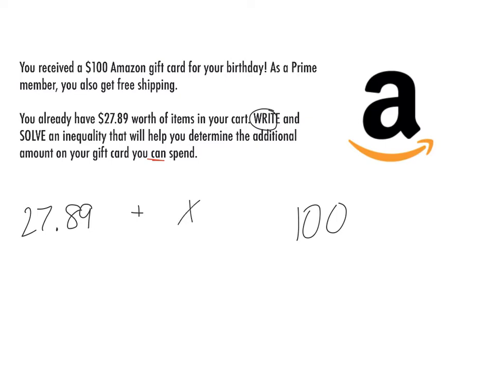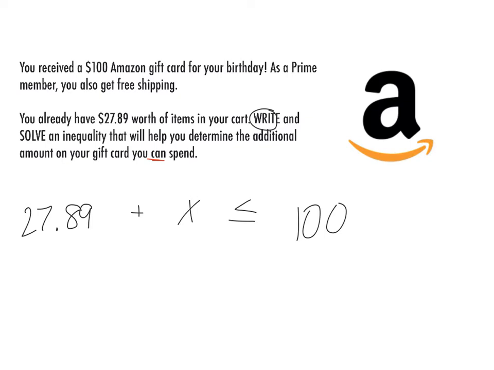A variable, okay? And all of this stuff here is going to cost me money, but I'm only trying to determine the amount on my gift card, right? You know, I can spend using my gift card, so I don't want to go over. So all of this here needs to get me less than or equal to $100. So the cost of all the items needs to be less than or equal to 100. So that is writing it. Now let's go ahead and solve it.